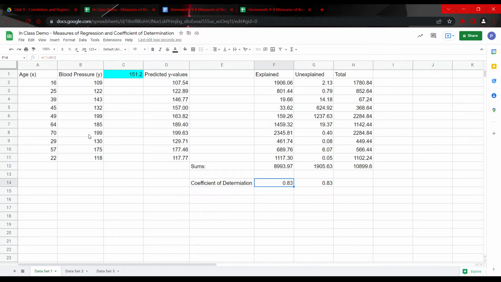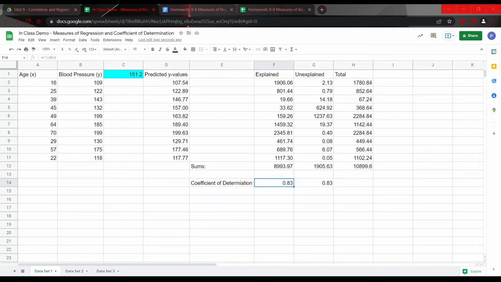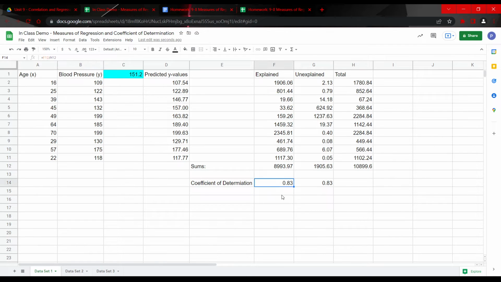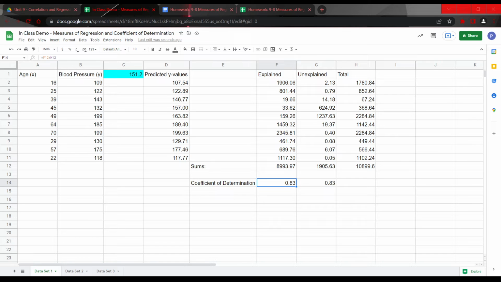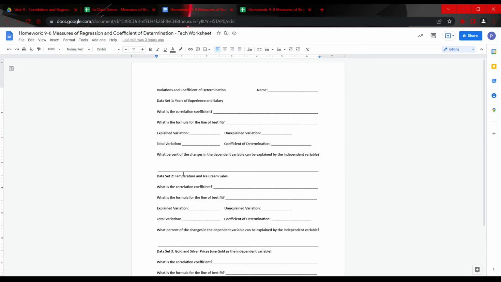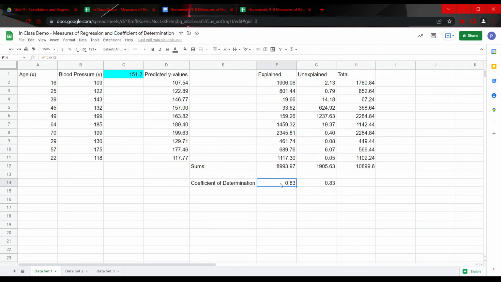So the coefficient of determination between blood pressure and age is 0.83. What does this mean? In really short terms, it means that the line of best fit will correctly predict blood pressure 83% of the time. It won't perfectly predict it all the time. It will correctly predict it 83% of the time, is basically what this number means. I just realized I spelled determination wrong. That's pretty much it for the coefficient of determination. In your homework, I will ask you what percent of changes in the dependent variable can be explained by the independent variable. Essentially, that's just asking you for the coefficient of determination as a percentage.